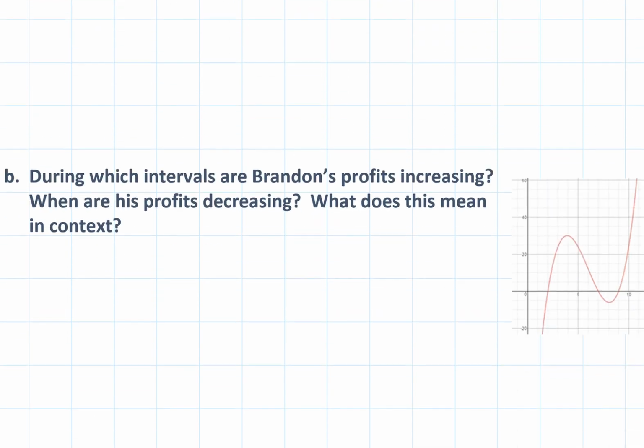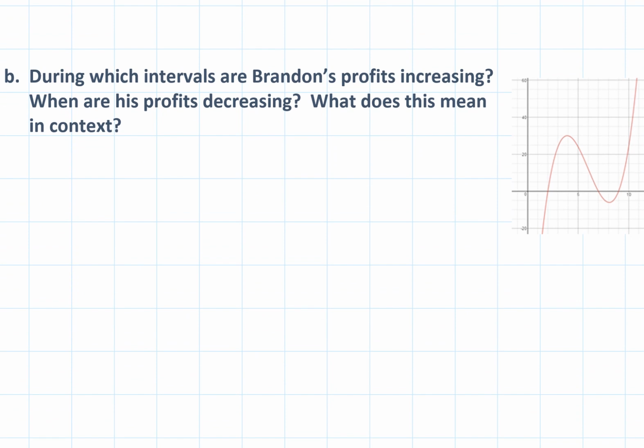Let's take a look at the same problem and talk about when his profits are increasing and decreasing and what that means. So increasing means as I trace it from left to right, the y values are going up, right? That would be from here to here to here, all the way up to here. At the x value, looks like about 4, all of a sudden, the y values are going down if I'm just tracing it from left to right. So that would be a region of decrease.